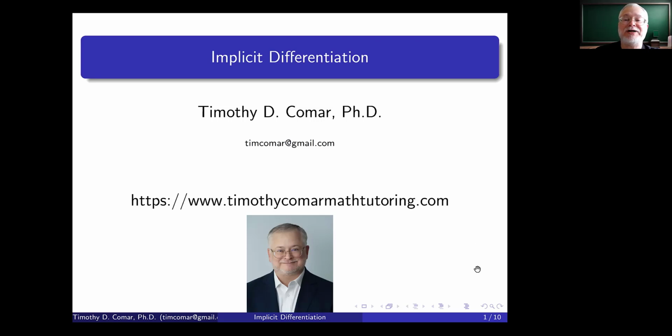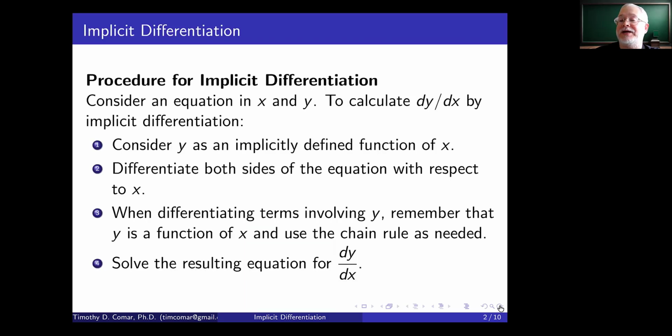Hi, I'm Dr. Tim Komar, and today in this video, we will give a couple examples of implicit differentiation. Implicit differentiation is used for differentiating when we're not able to solve explicitly for y as a function of x.